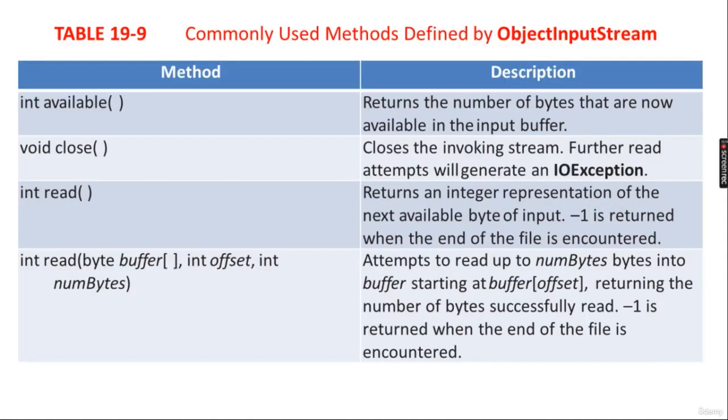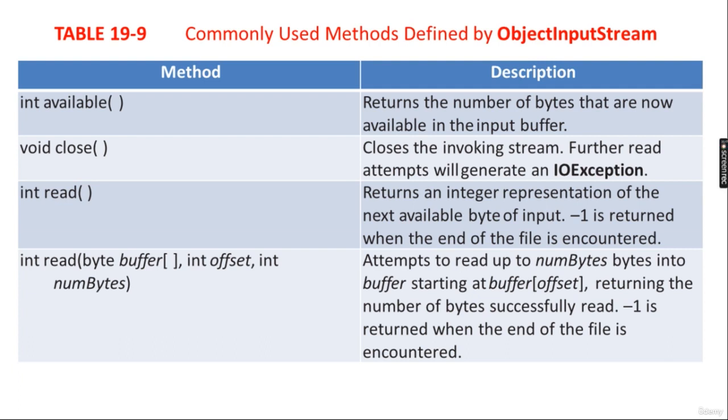Then the commonly used methods of ObjectInputStream. Int available returns the number of bytes that are now available in the input buffer. Void close closes the invoking stream. Further read attempts will generate input output exception. Int read returns an integer representation of the next available byte of input.